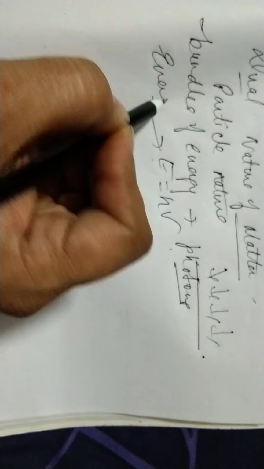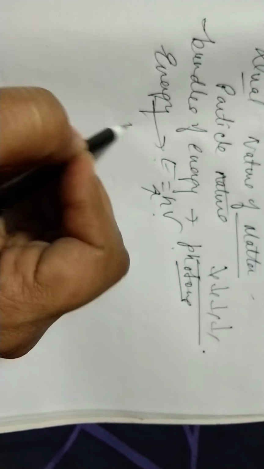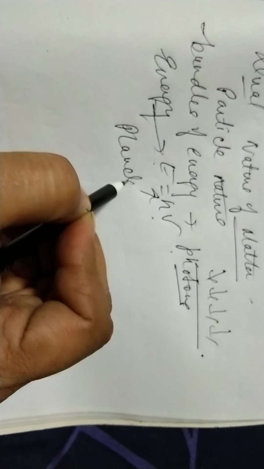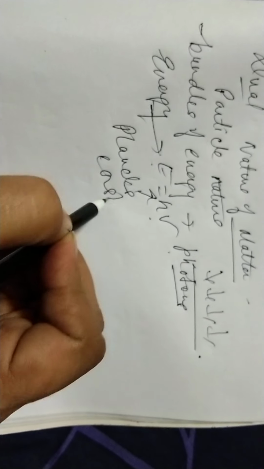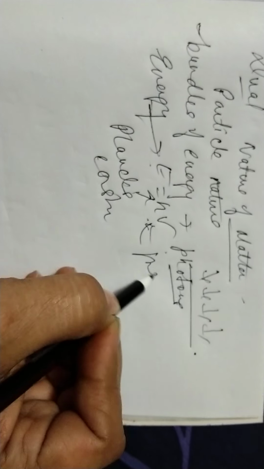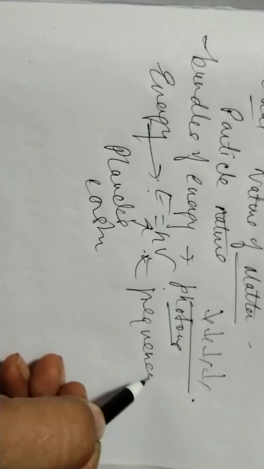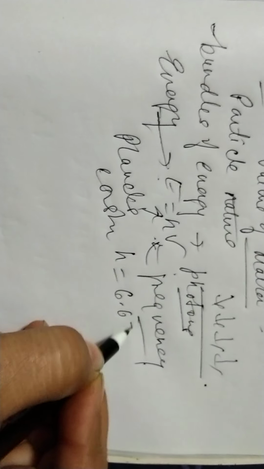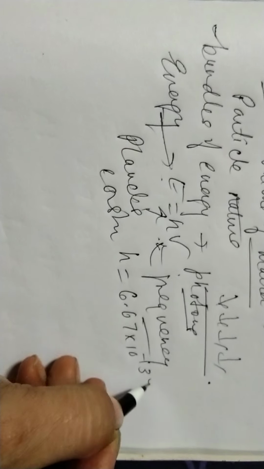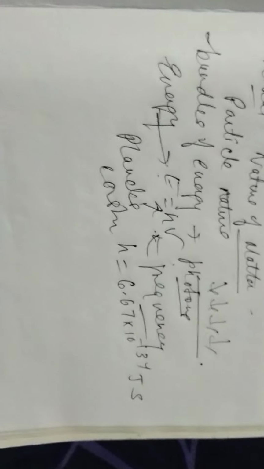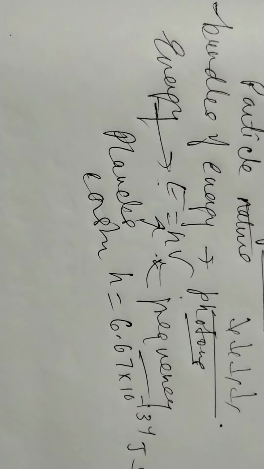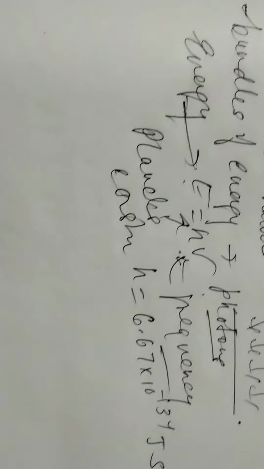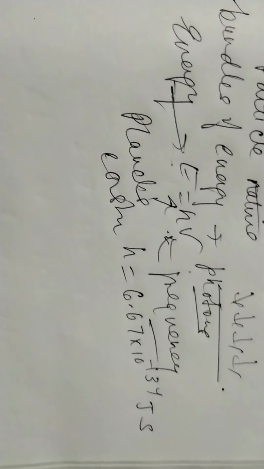Here E is the energy, h is Planck's constant, and nu is the frequency. Now h is Planck's constant and its value is 6.67 into 10 to the power minus 34 joule second. So this is the unit of Planck's constant.